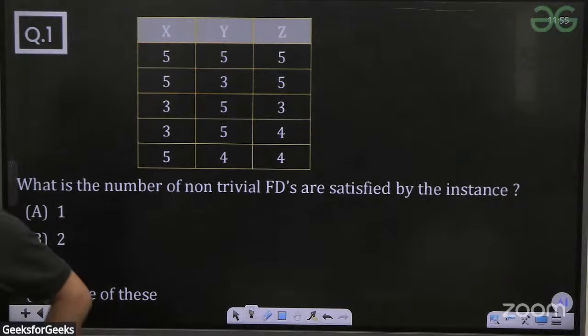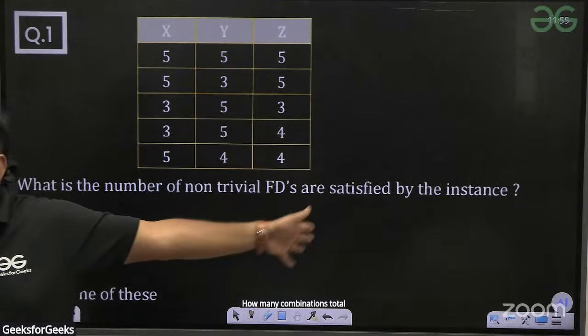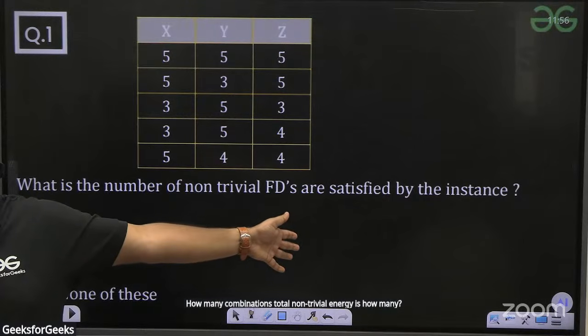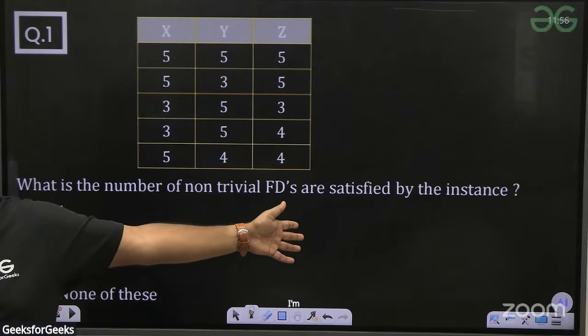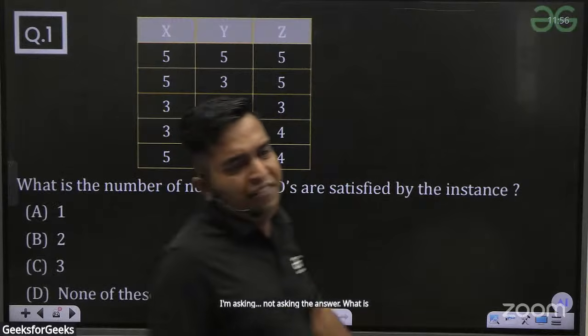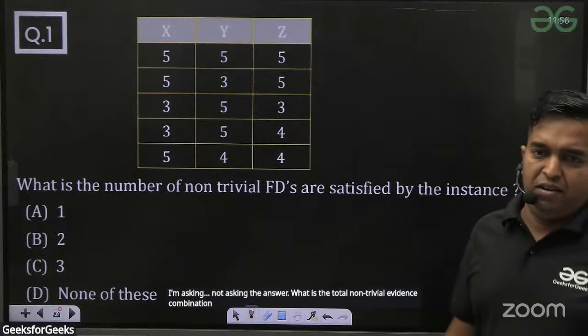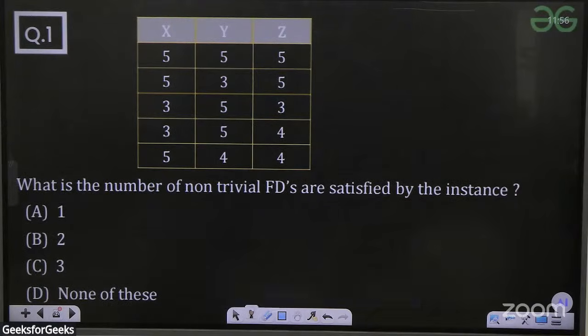How many combinations? Total non-trivial FDs, how many? I'm asking, not asking the answer. What is the total non-trivial FDs combination? 6 factorial 3? Wrong.